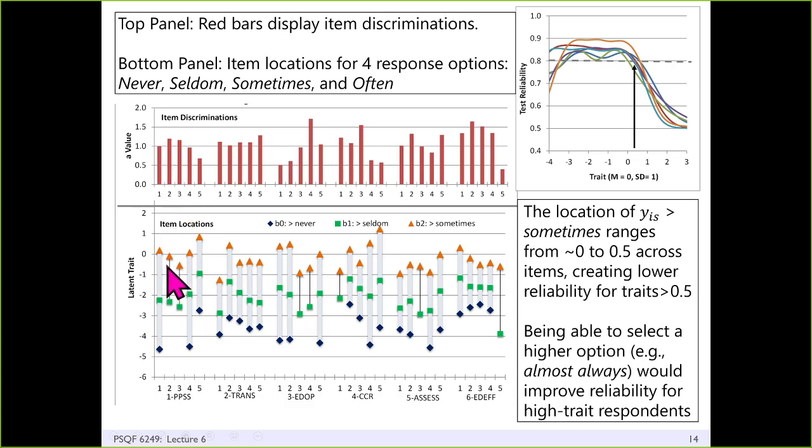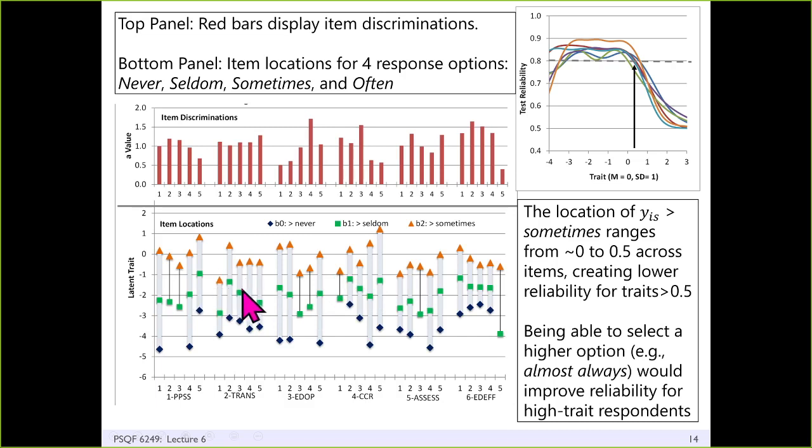And so each of these items has an orange, a green, and a blue. Those are the 3 difficulty values, but there's only one A. So the red bars in the top are showing what A is for that whole item. A is the change in the logit for a 1-unit change in theta. It doesn't matter what it's the logit of, right? It's just the logit because it could be going from greater than never, greater than seldom, or greater than sometimes. A is the same for all 3.